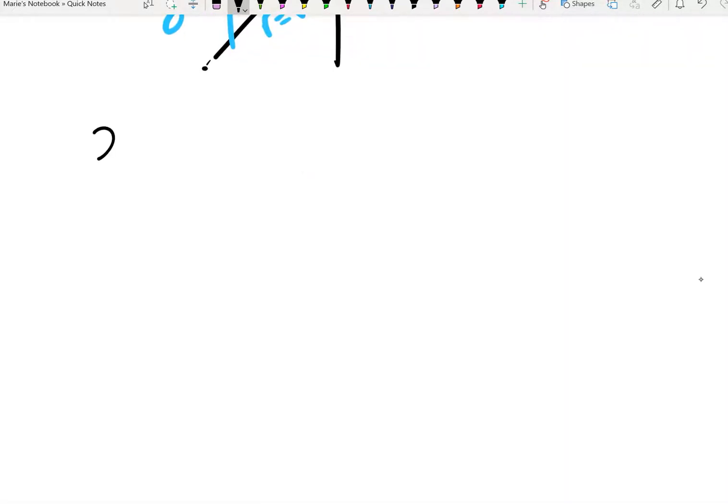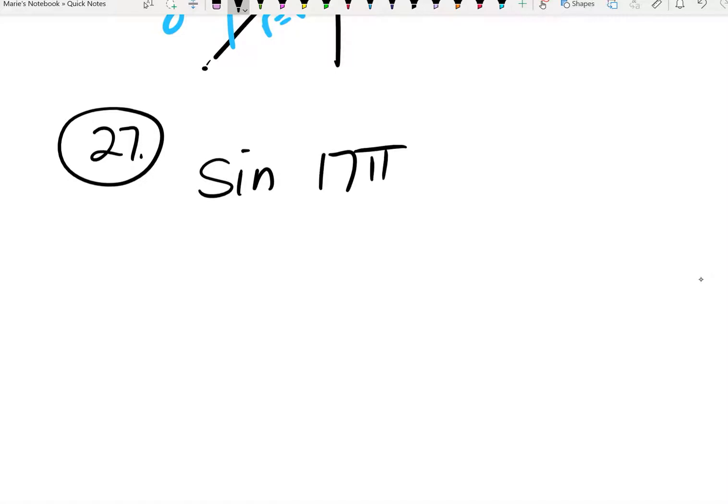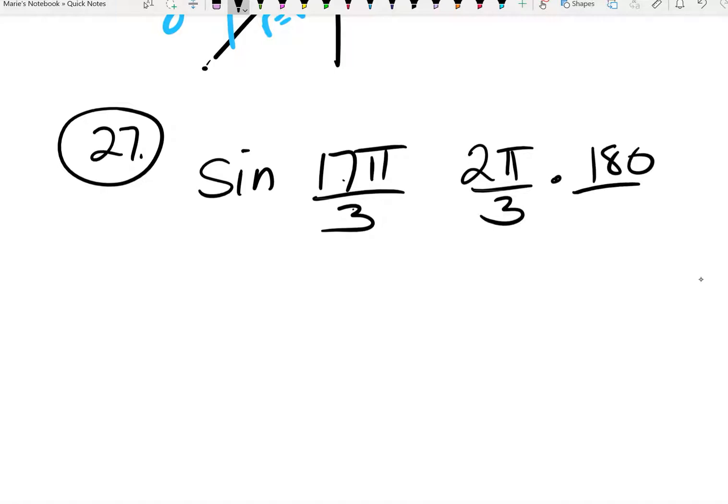Number 27. On number 27, you have the sine of 17 pi over 3. Alright, this time we'll do the shortcut. If that's the case, 3 goes into 17 at least 5 times, leaving me 2 pi over 3. I could convert this if I wanted to, times 180 over pi, to degrees. 3 goes into 180 60 times. So this is a 120 degree angle, technically.